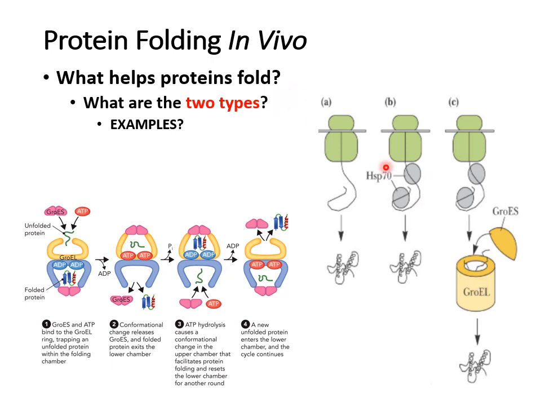So, the first one, the clamp, is to prevent premature folding. The chamber is to basically give misfolded ones a place to refold. And they end up using ATP hydrolysis to help facilitate the correct folding, which you see in this structure here.